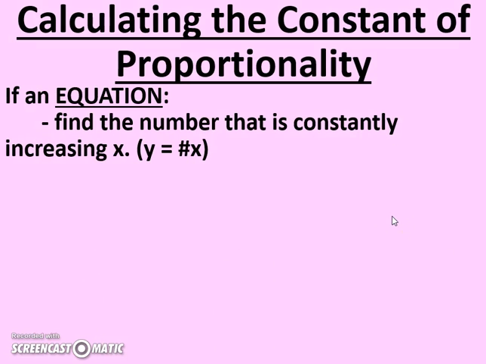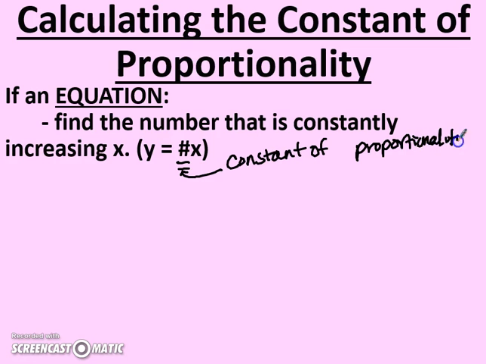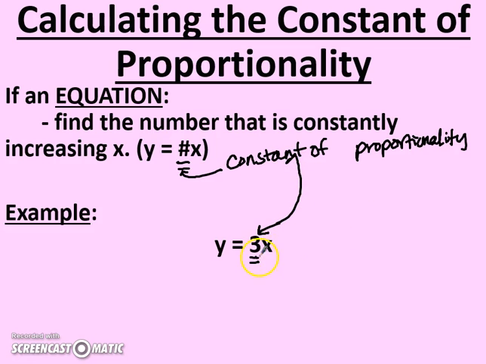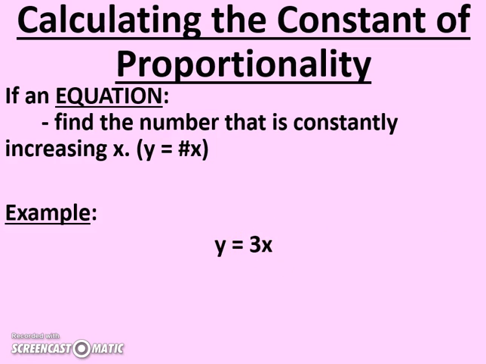Okay, let's look at one more way. If we have an equation and you want to know the constant of proportionality, find the number that is constantly increasing the x. In the equation y equals the number x, this number that is multiplying x is the constant of proportionality. So, for example, if we have y equals 3x, we have the 3 as our unit rate. This is our constant of proportionality. Our constant of proportionality is 3. This relationship constantly increases by 3.